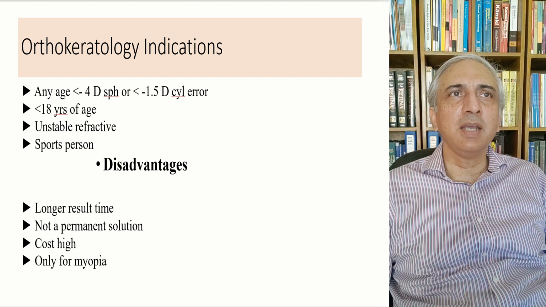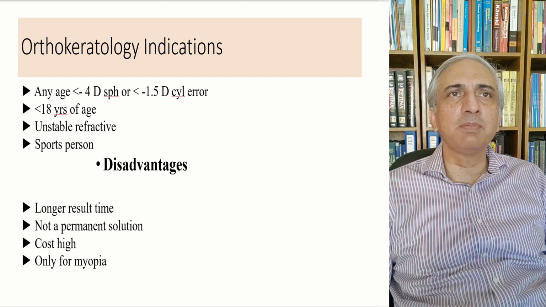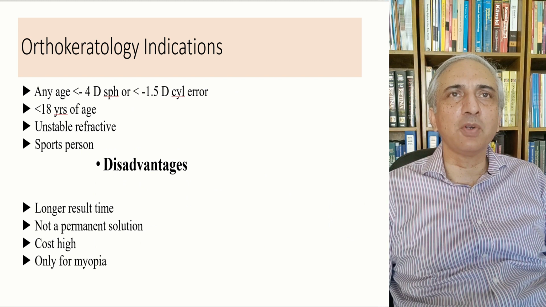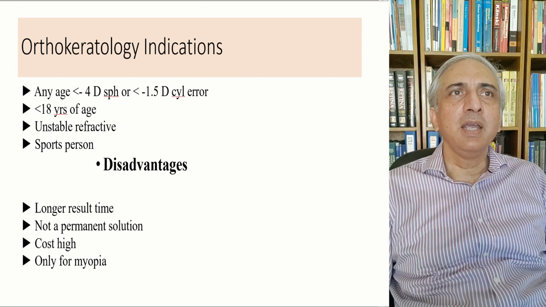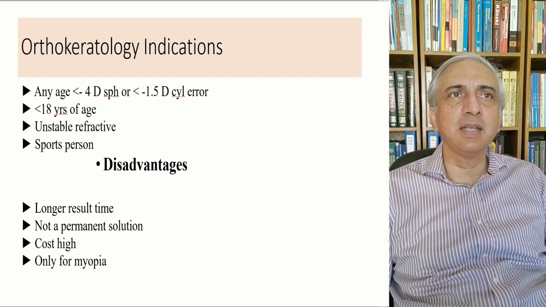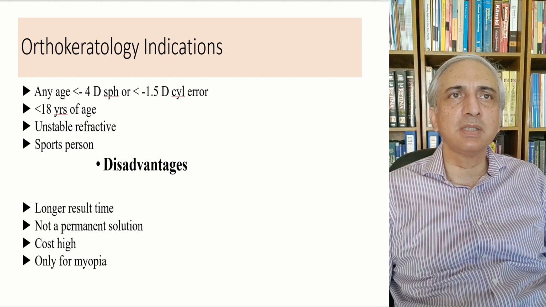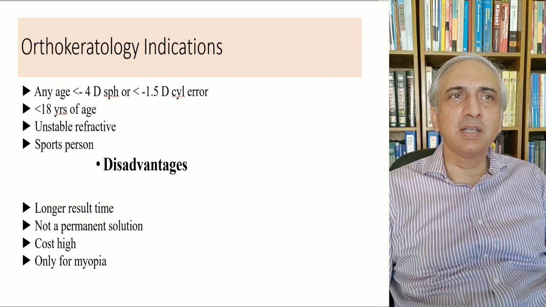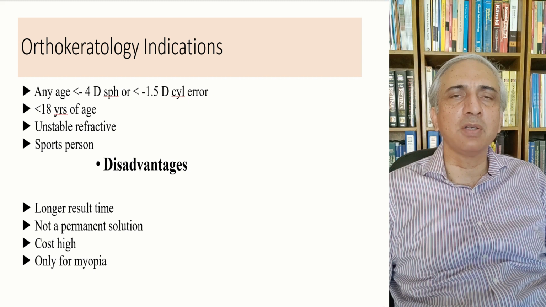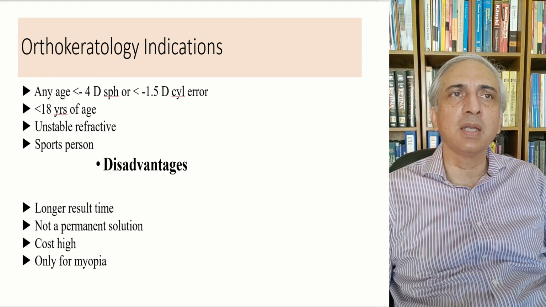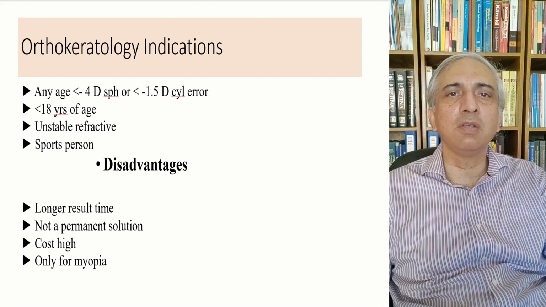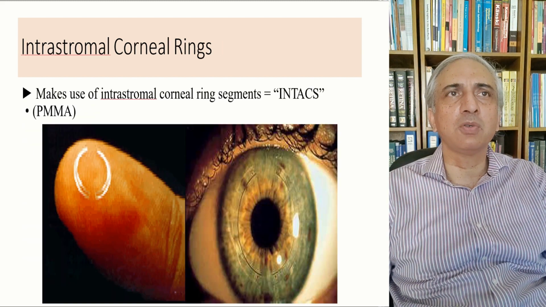Orthokeratology indications are any age with less than 4 diopter myopia or less than minus 1.5 cylindrical error. Contraindications are less than 18 years of age, unstable refraction, and a sports person. Disadvantages are longer result time, and it is not a permanent solution because it tends to come back when you stop using it. Cost is high and it's only for myopia and not for hypermetropia.